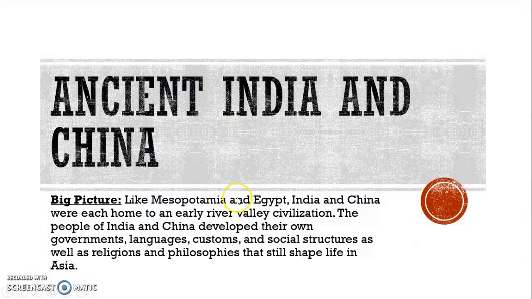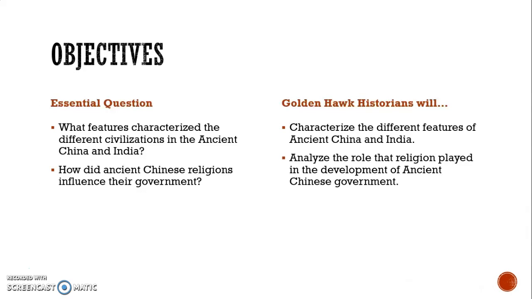Today we're going to be talking about ancient India and China. Like Mesopotamia and Egypt, India and China were each home to an early river valley civilization. They developed their own governments, languages, and customs based on their location and the religions that they were influenced by.